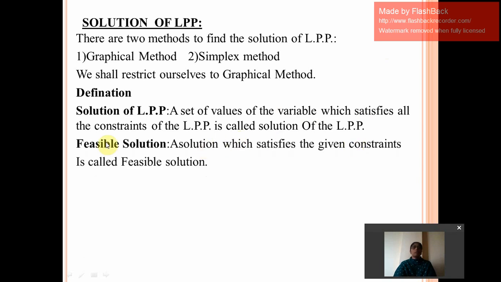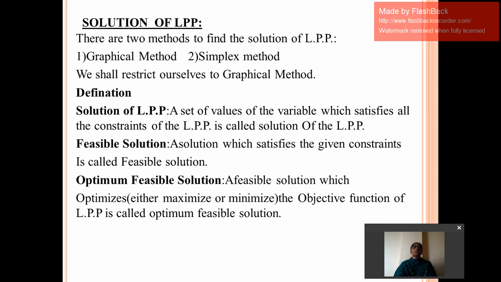Next point, feasible solution. A solution which satisfies the given constraint is called feasible solution. Optimum feasible solution. A feasible solution which maximizes or minimizes the objective function as per the requirement of the linear programming problem is called optimum feasible solution.